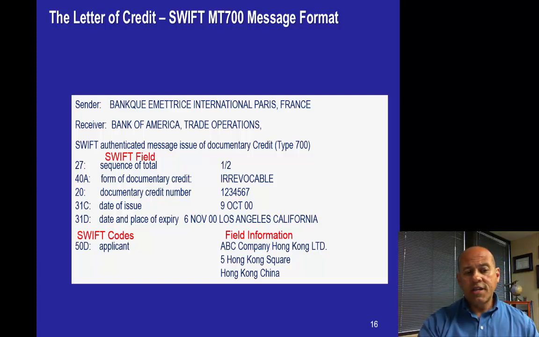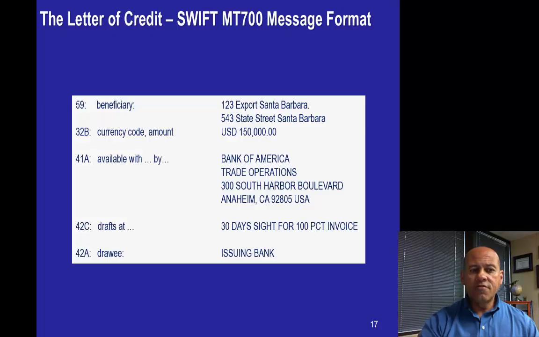You'll have the letter of credit number, the date of issue of that letter of credit, the date and place that the letter of credit expires, so that's very important, one of those critical dates. Who the applicant is, in other words, the company that actually applied for the letter of credit. The beneficiary, in other words, the company that's going to benefit from this transaction. The currency amount of the transaction: a letter of credit can be in any currency you choose, so you have to make sure it's the correct amount.